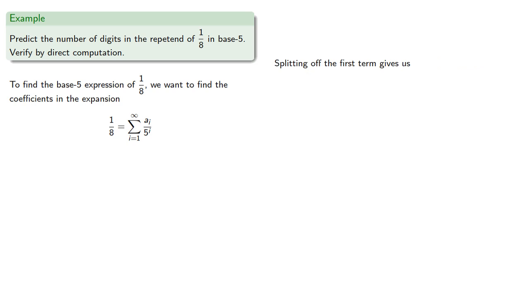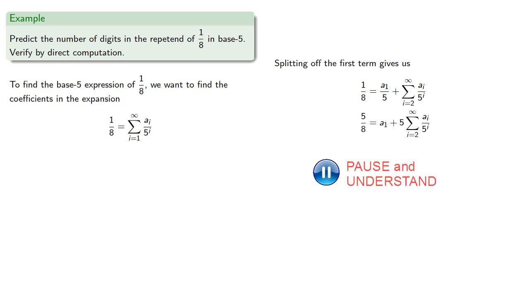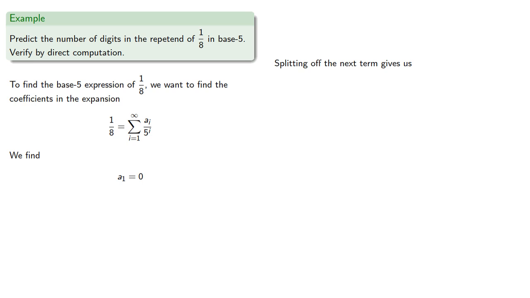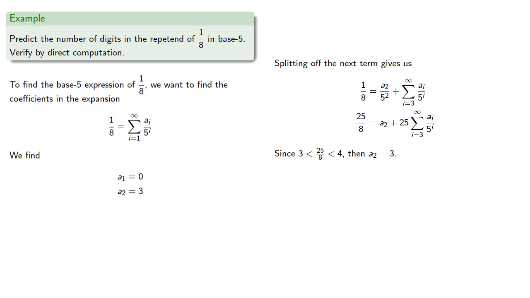So let's split off that first term, and let's go ahead and multiply by 5 to allow us to solve for a1. Now, since 5/8 is less than 1, then a1 has to be 0. Now, splitting off the next term, and this time multiplying by 5 squared, 25, we get an expression in a2. And since 25/8 is between 3 and 4, then a2 is going to be 3.